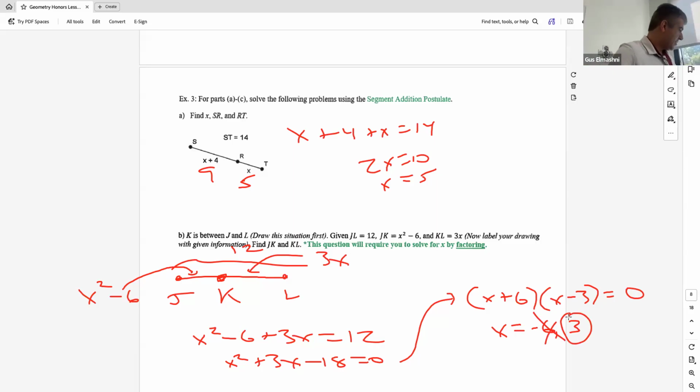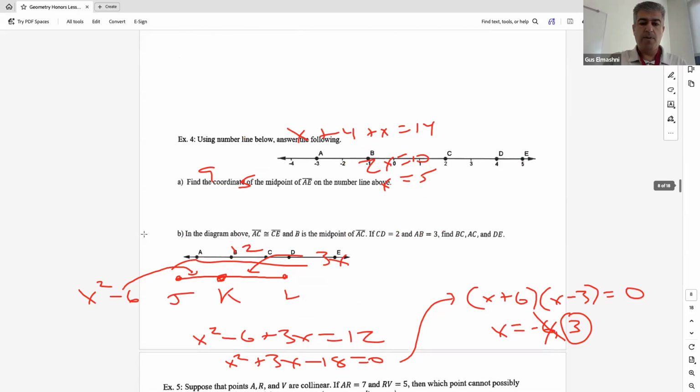Yes. What was my answer key telling me? Ah, this and -6 is not valid. Sorry. I was looking at my answer key wrong. Yeah. Okay, cool. So 3, right. So question on that one. All right. Then example 4.